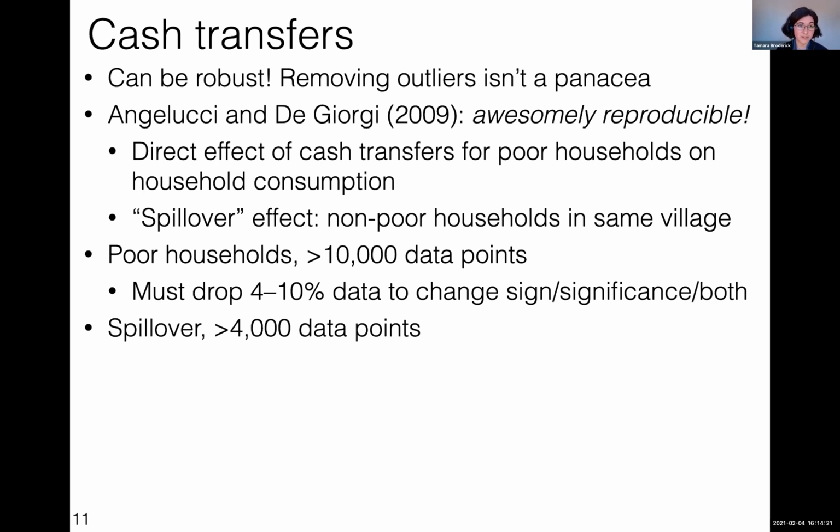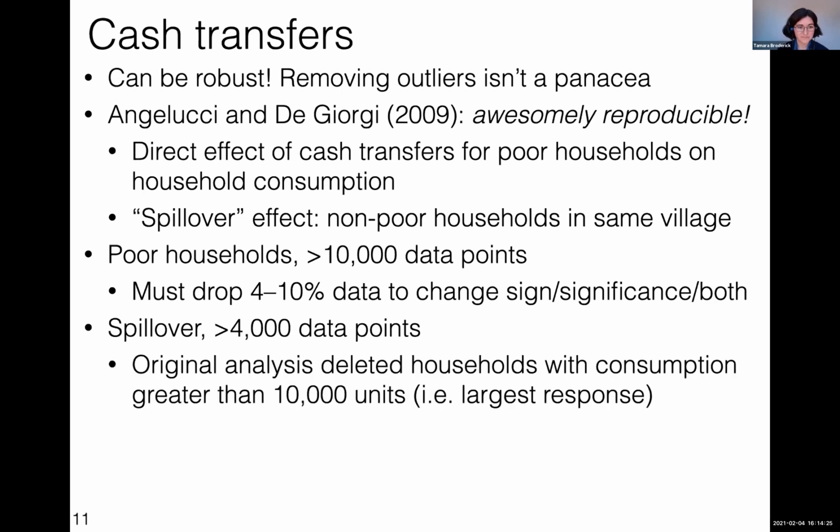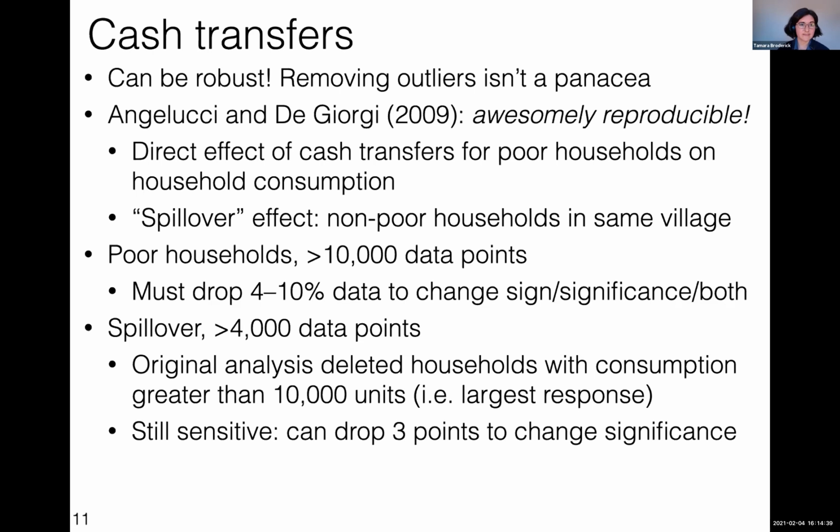Now let's look at the spillover study. In this case, there were over 4,000 data points. This is a case where the original analysis deleted outliers. They took all of the households with consumption greater than 10,000 units, sort of the largest response, and they deleted them.